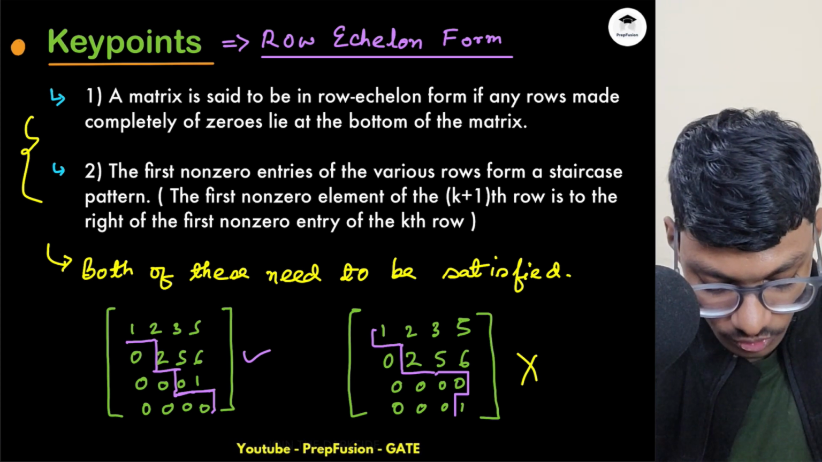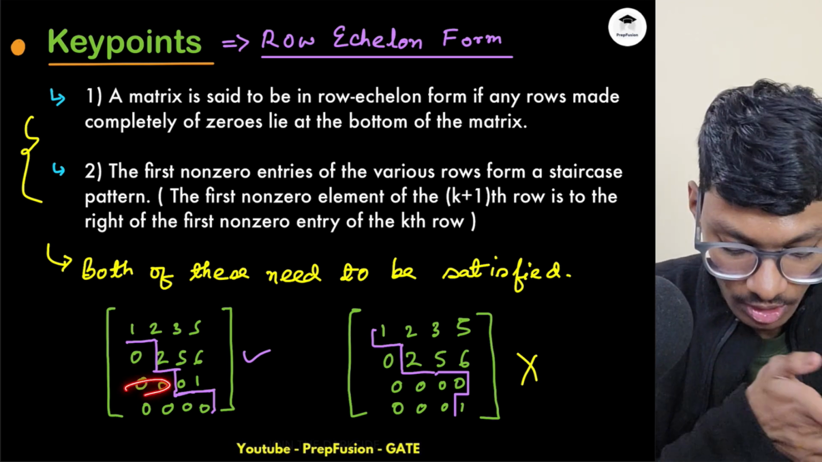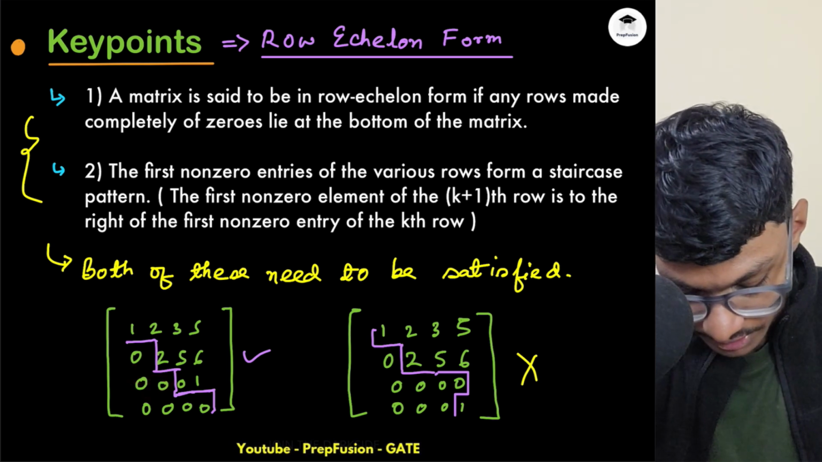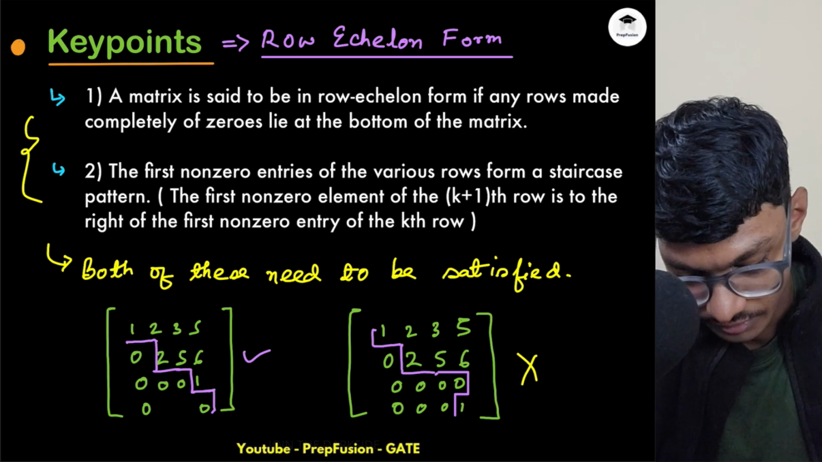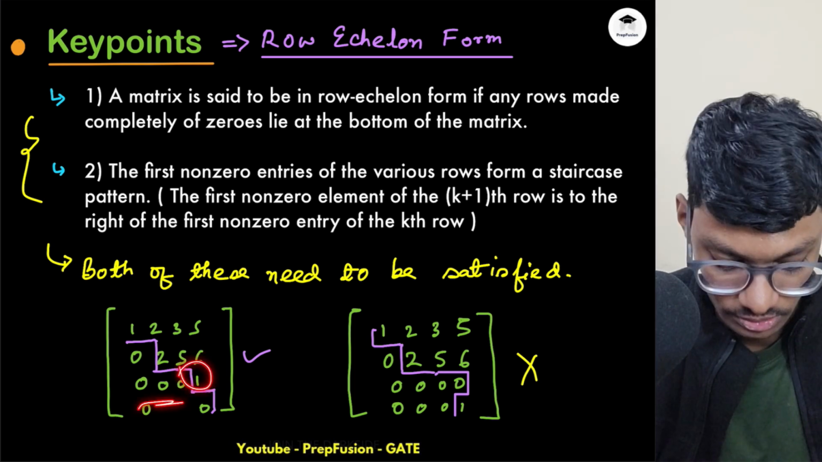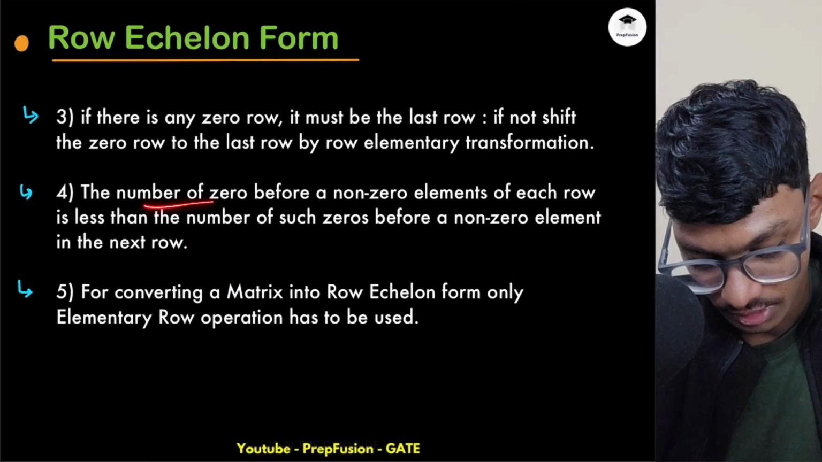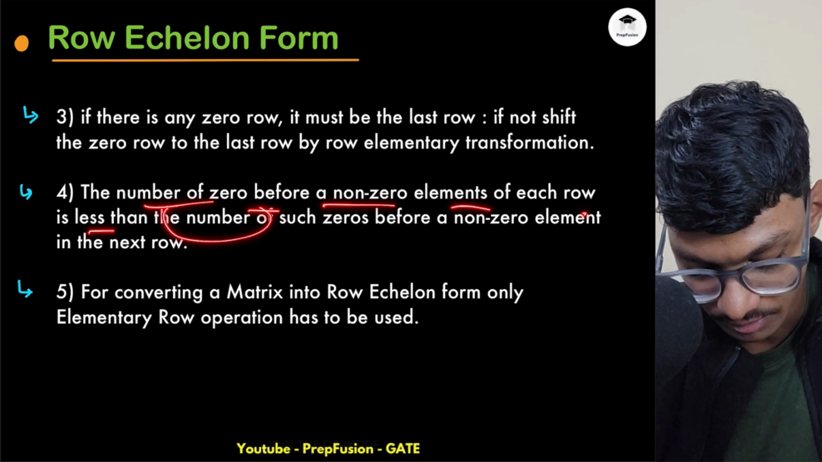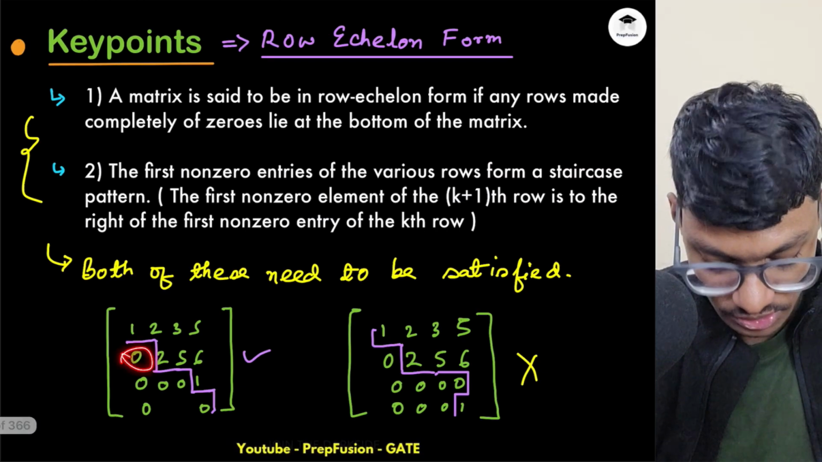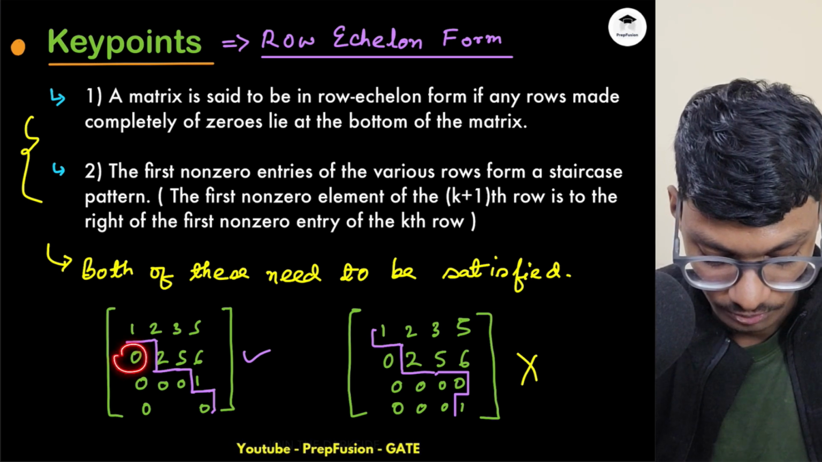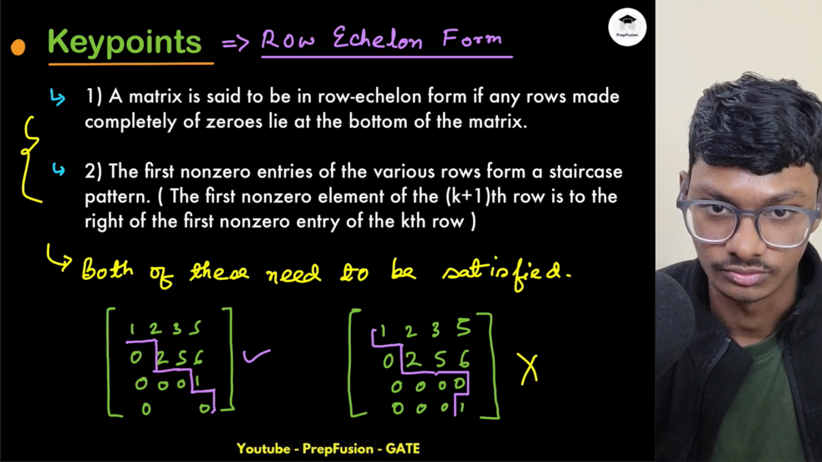The number of zeros before this 2 is 1; only one zero is present over here. Now if I go to the next row, how many zeros do I have? I made a mistake over here. Actually this would go on like this; this will cover this non-zero element, not the zero element. Sorry for the mistake. Now, if you read this: the number of zeros before a non-zero element of each row is less than the number of such zeros before a non-zero element in the next row. So if I see the first row, I have one zero before this 2. And if I see the second row, I have three zeros before this one. So it is telling correct.